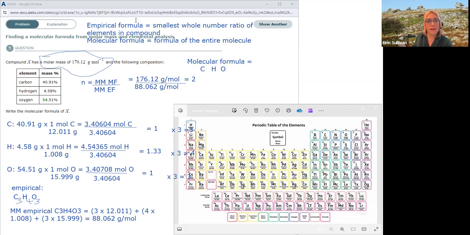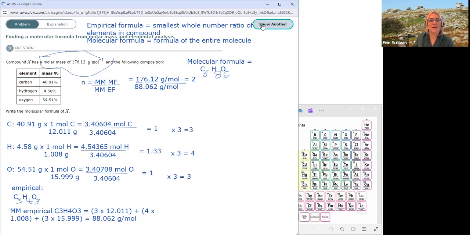So let's write those in as nice little subscripts. The C3 times 2 is C6, the H4 times 2 is going to be H8, and then the O3 times 2 is going to be O6. Sorry, that looks a bit horrendous. C6H8O6. Okay, so I guess it would be good practice to do another one.